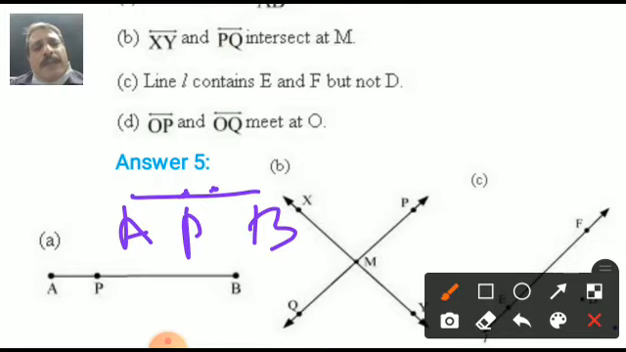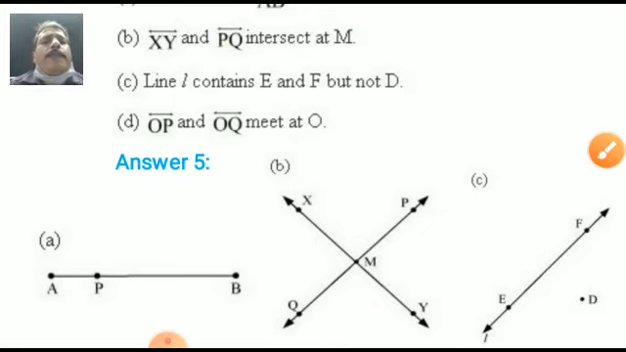Line means anywhere in between AB, because it's a line segment, that's why. If it is a line, you can say P beyond the AB also. Yes. Now B: line XY and line PQ.